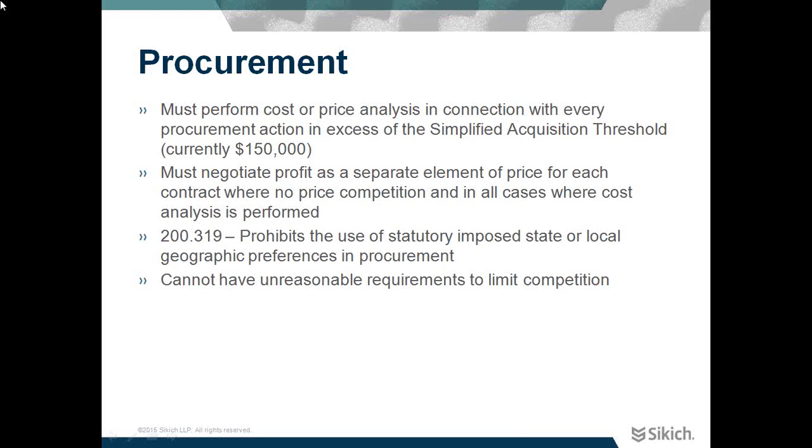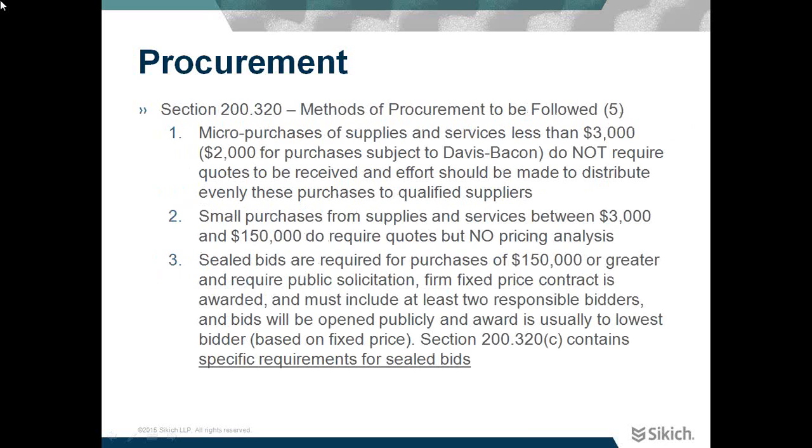And really, you can't have unreasonable requirements. You can't limit the competition by putting in requirements that really only drastically eliminate the competition. That will not be something that's allowable in the contracts themselves. As far as method of procurement, really Section 200.320 talks about the different methods.